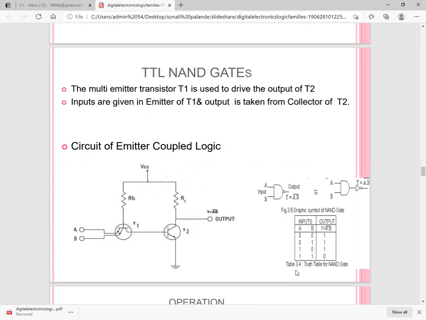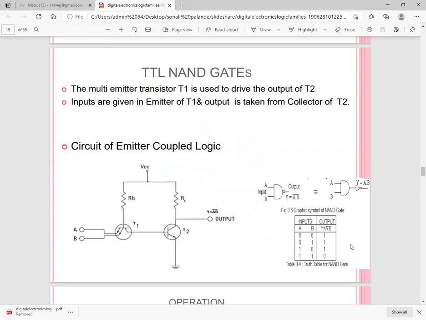Then this is the circuit of emitter coupled logic, that is ECL. Here A, B are the inputs, output Y is equal to AB bar. And this is the truth table of the NAND gate.